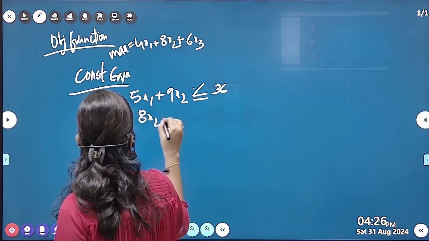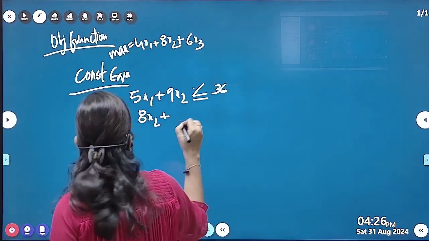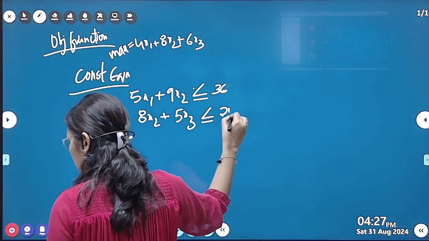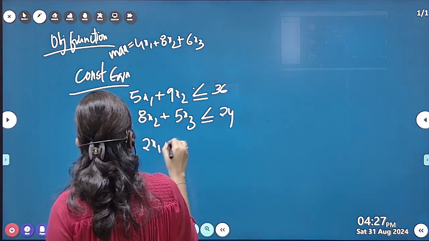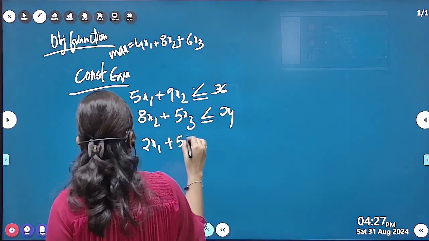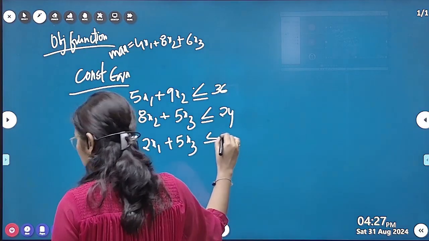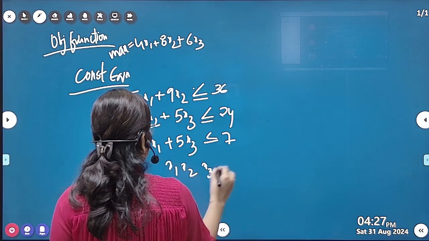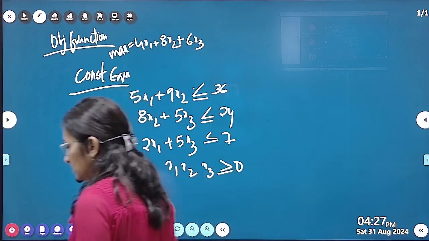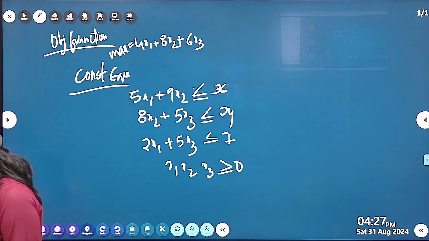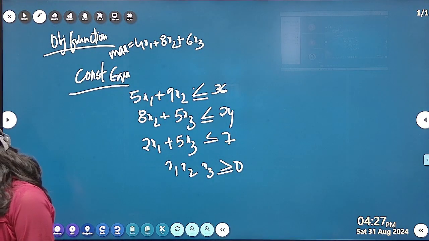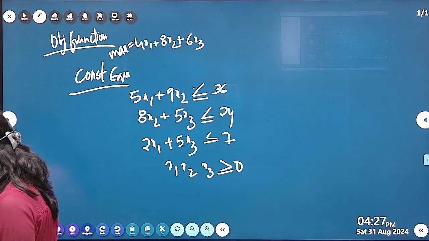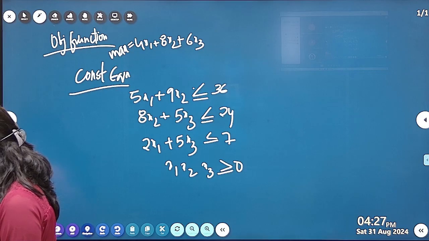8x2 plus 5x3 less than or equal to 24. Next, 2x1 plus 5x3 is less than or equal to 7. So x1, x2 and x3 should be greater than or equal to 0. So that is what the question is. Okay, is that clear everyone? Okay. Yes.